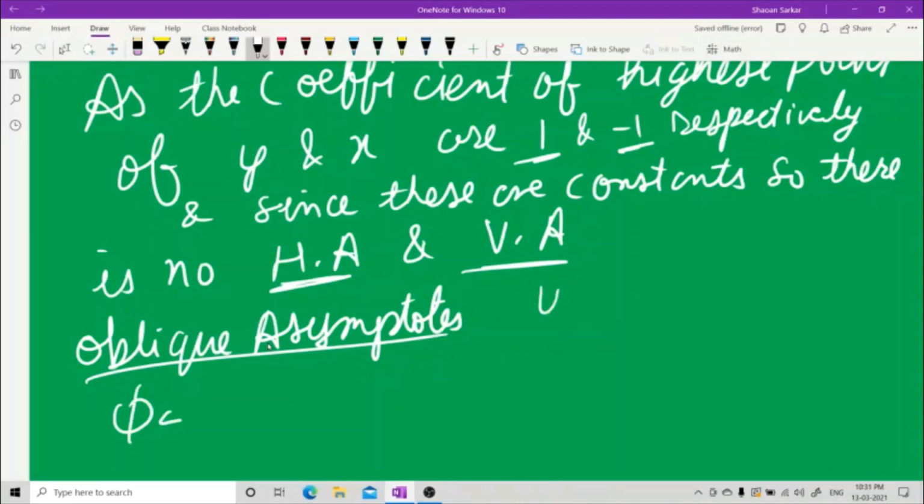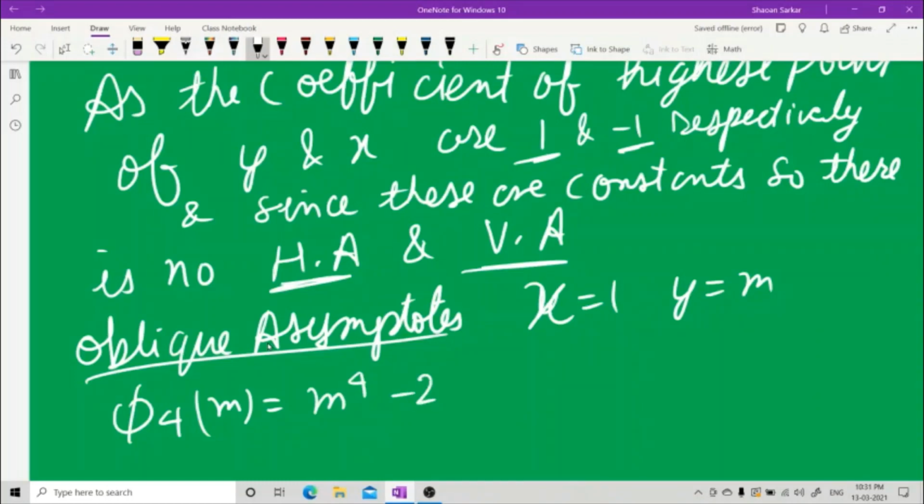For oblique asymptote, put x equal to 1 and y equal to m. So phi 4 of m: take all the fourth powers. m to the power of 4 minus 2m cube, now plus 2m minus 1. This is the first one.